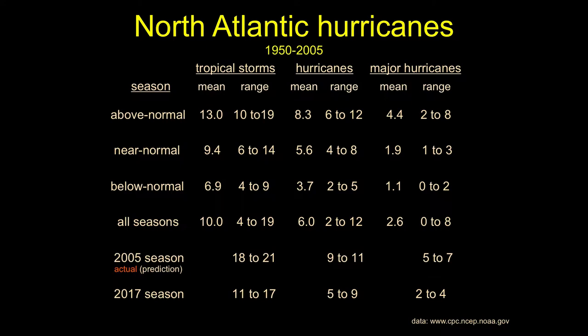To give you a sense, we're not done with 2017, so I can't give you the numbers yet, but at least so you guys have some idea of how to gauge what's been going on right now, if you look at this May's prediction, this is NOAA's prediction. They predicted somewhere from 11 to 17 tropical storms. So similar to that 2005, right?